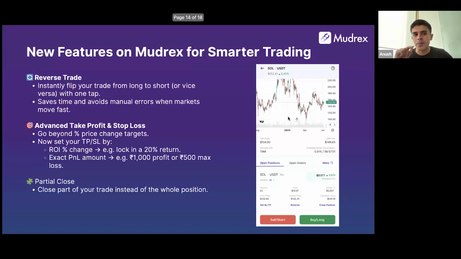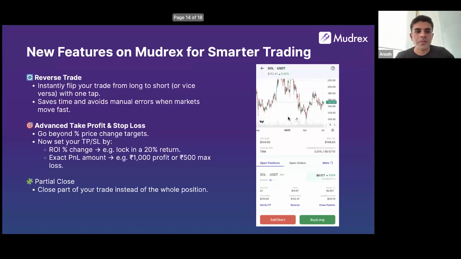Firstly, we have by ROI percentage change. So basically, this lets you set your targets based on the percentage returns on your capital. Let's say you've opened a futures position and you want to secure a 20% ROI, your return on investment. Now you can set your take profit to trigger precisely when your profit hits that 20% mark, regardless of what the actual price movement is.